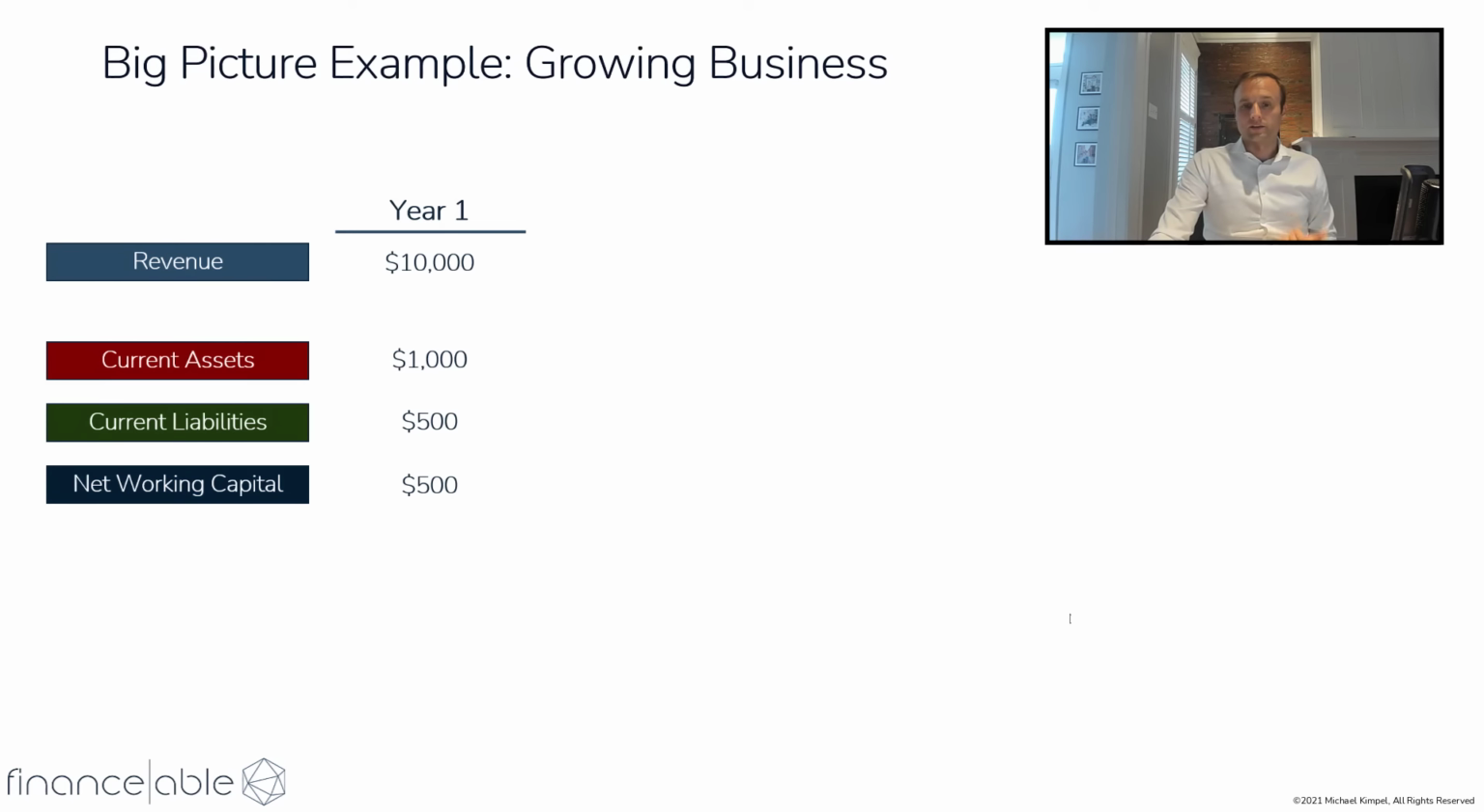So the 1,000 minus the 500. With this information, we can say that net working capital as a percentage of revenue is 5% of the total, and we're going to assume that working capital is proportional to revenue growth as the business grows.